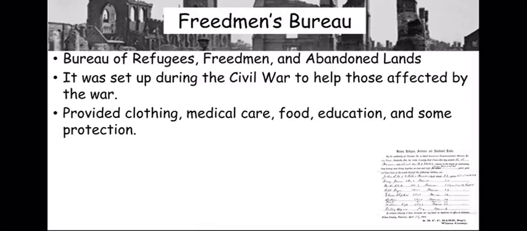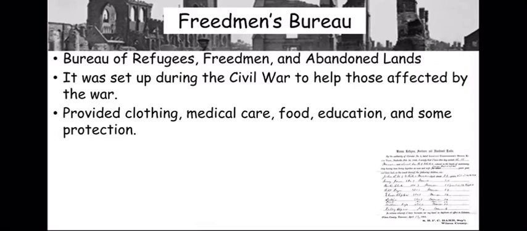So education, when we see that, that's one of the big standouts for it, because most plantation owners and slaveholders did not really want overly educated slaves, because that allows them to rebel.